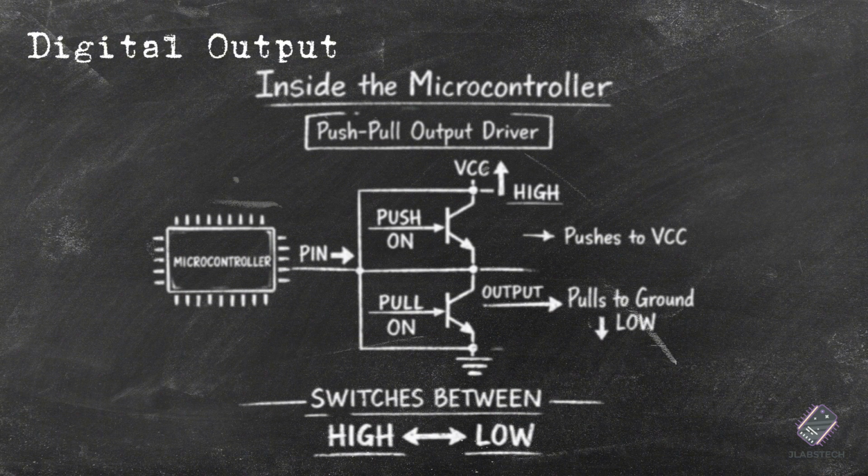Inside the microcontroller, there's actually a small transistor circuit doing this job. Most datasheets show this as something called a push-pull output driver. One transistor pushes the voltage up to VCC. Another pulls it down to ground. That's how the pin can quickly switch between high and low.